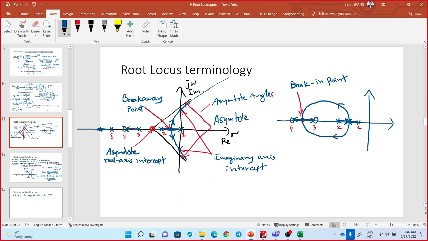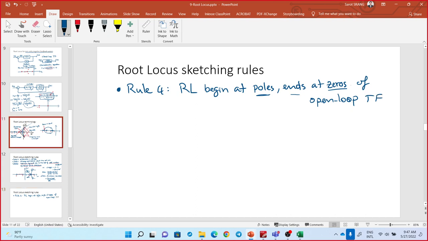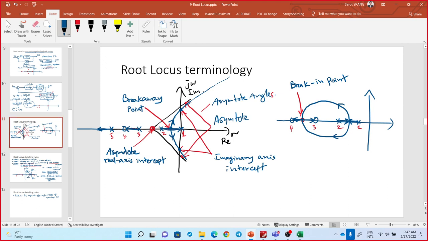Actually, for this rule I should stress that the poles and zeros are those of the open loop. That's why, before we start sketching the root locus curve, we map the poles and zeros of the open loop first. Okay, this one as well begins at pole and ends at zero, because there are two finite poles and two finite zeros, so they don't end up at infinity. So this pole ends up at this zero, for example, and this pole ends up at this zero.